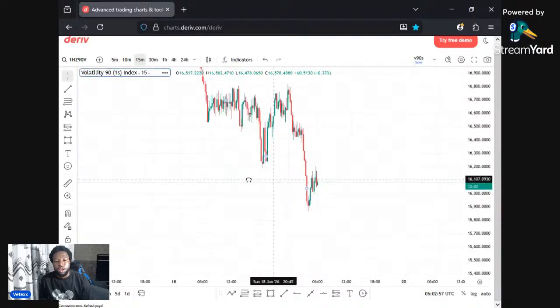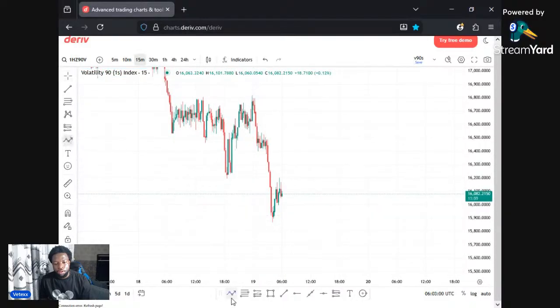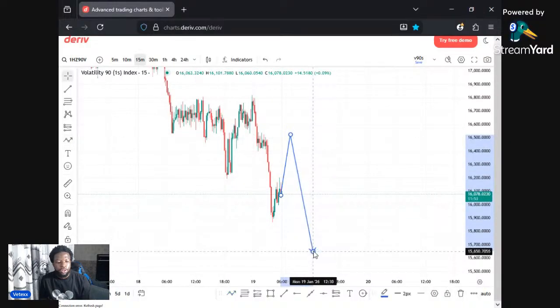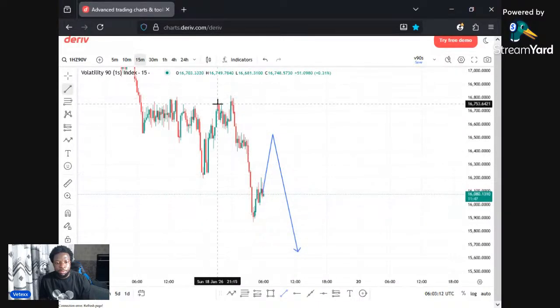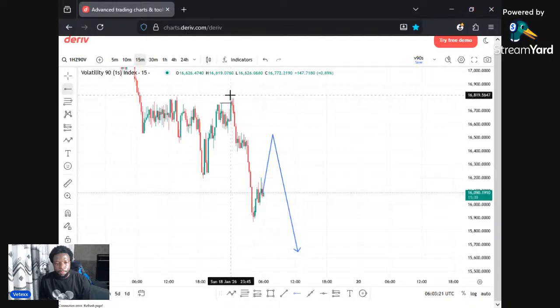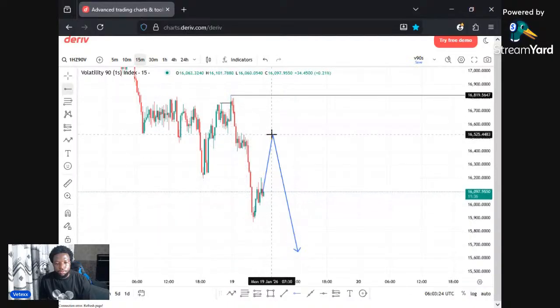So what I'm anticipating currently is price to do this. If it does this and then breaks this low, then we'll think we have something like this. That's what I'm anticipating V91S to do. Once it does this, giving us our first break of structure, our second break of structure, which is this, and then this becomes our point of interest.